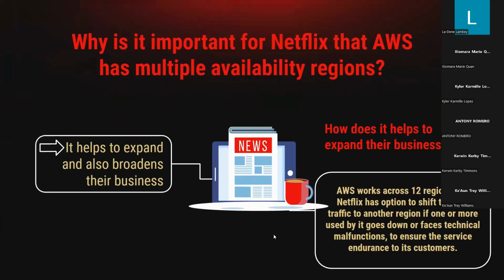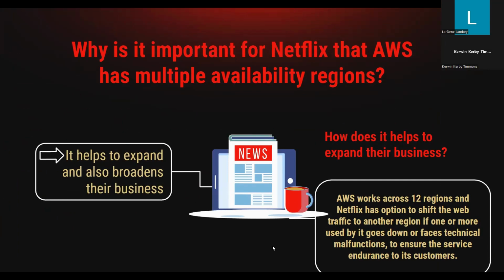The third question is, why is it important for Netflix that AWS has multiple availability regions? It helps to expand and also broaden their business. How does it help to expand their business? Well, AWS works across 12 regions, and Netflix has options to shift the web traffic to another region if one or more used by it goes down or faces technical malfunctions. This is to ensure that the service endures for its customers.